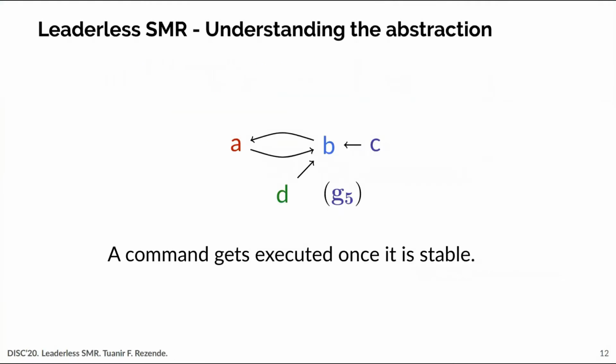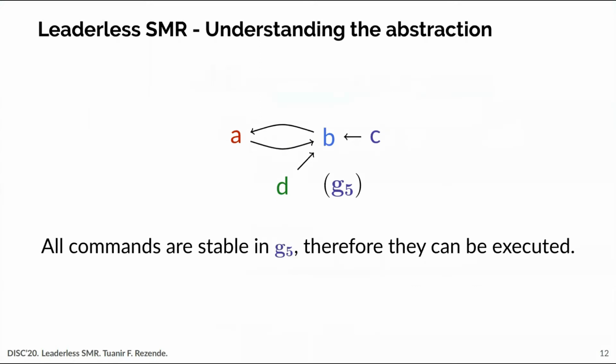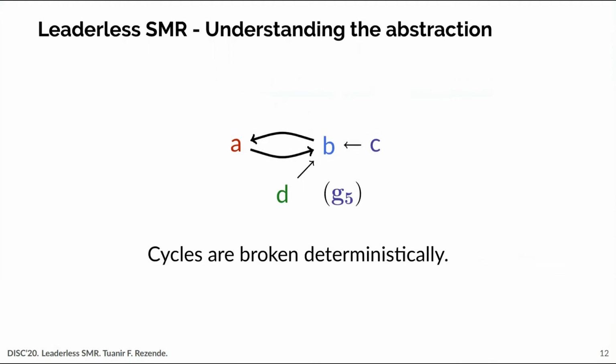By this point, you must be asking yourself, how do we execute commands using this abstraction? So I'm going to explain this now. A command gets executed once it is stable. I'm using the same example, the same graph G5 from the example before. And we can see that all commands in G5 are stable. Therefore, they can be executed. How do we deal then with the case where A and B depend on each other? So we break cycles deterministically based on the identifiers of the commands.